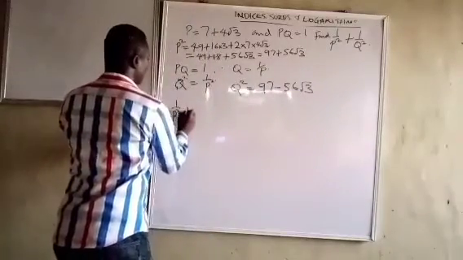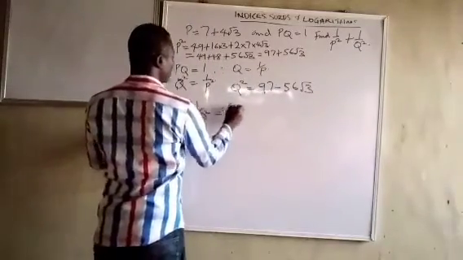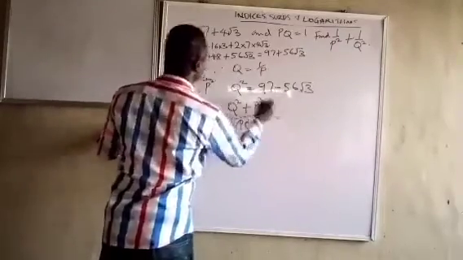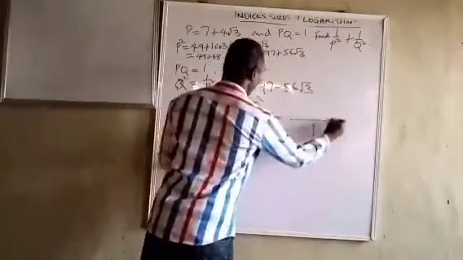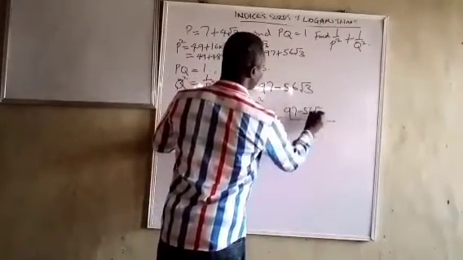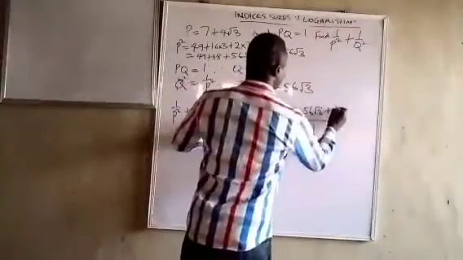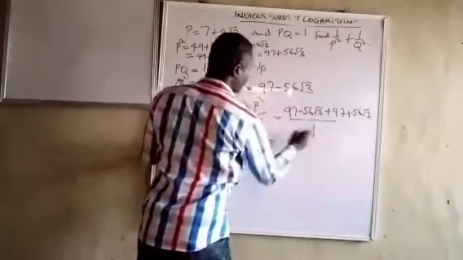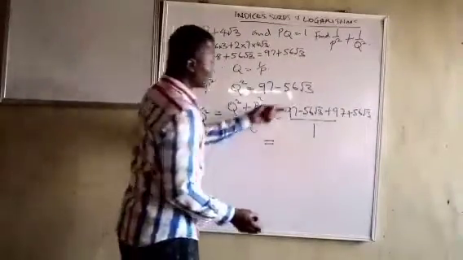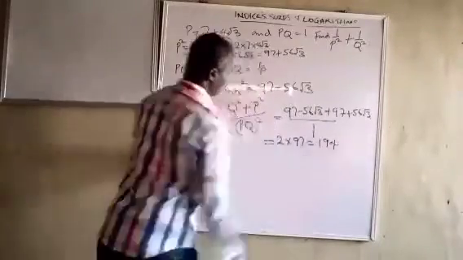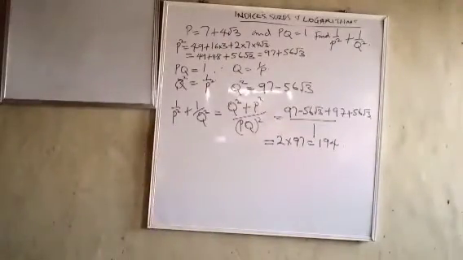1 over P squared plus 1 over Q squared will be equal to (Q squared plus P squared) over (PQ) squared. What is PQ squared? 1. What is Q squared? 97 minus 56 root 3. What is P squared? 97 plus 56 root 3. So 1 over P squared plus 1 over Q squared is going to be 2 times 97, which is 194. So that's our answer for that question.